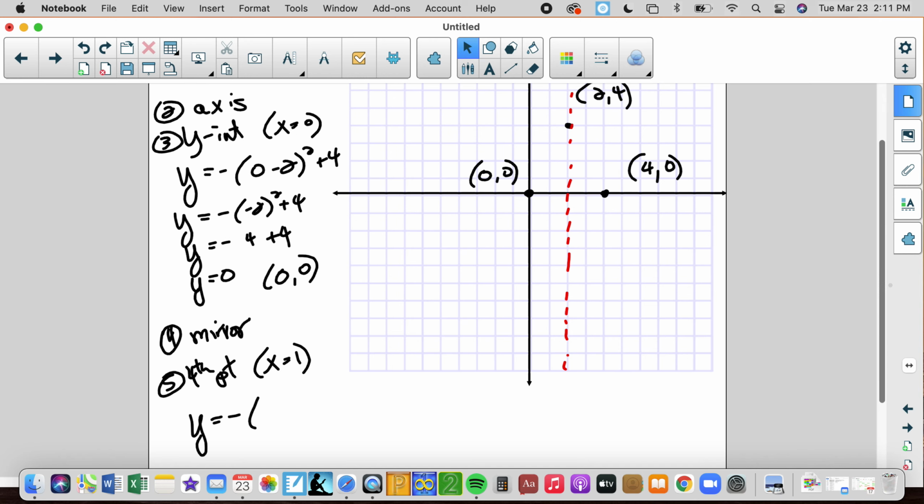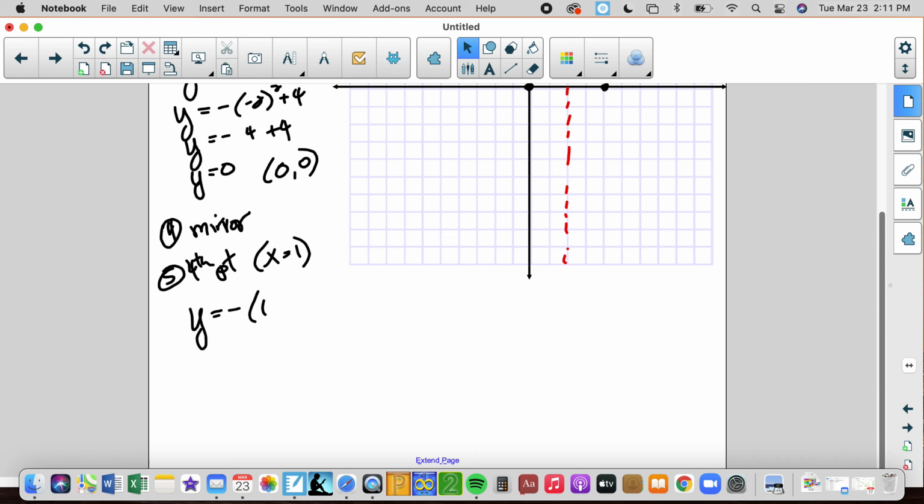So if we plug in 1, what do we get? What's the equation? 1 minus 2 quantity squared plus 4. So we get y equals -1 quantity squared plus 4. -1 squared is 1. And we get y equals 3. So when I plugged in 1, I got 3.